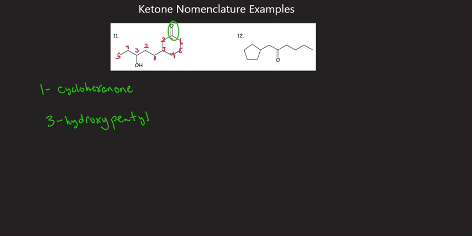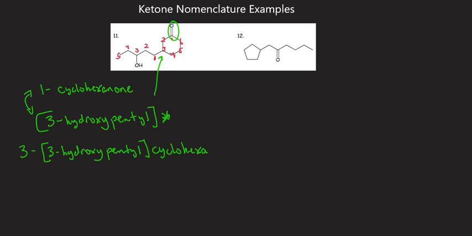So 3-hydroxypentyl. Now to bring these together, remembering that this is a complex branch, we have to write our final name a certain way. So this whole complex branch exists off of the third carbon right here. So we have to write that locant. Third carbon, open bracket, 3-hydroxypentyl, close bracket. Then we write the parent. Now, I'm not going to include this one, but you can. Cyclohexanone, and there's your answer. 3, open bracket, 3-hydroxypentyl, close bracket, cyclohexanone. All right, that's the answer to question 11.